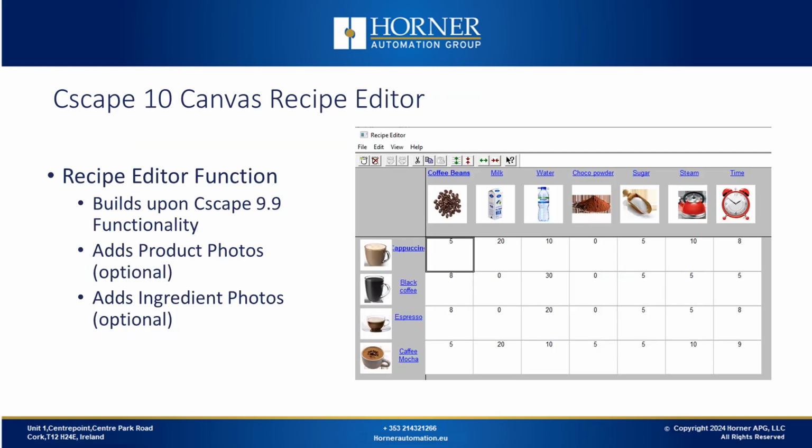Next, we will look at the Canvas-specific enhancements, starting with the recipe editor. This recipe editor looks very similar to what you see for non-Canvas units, except you now have the option to add images for your individual ingredients and for your resulting products in Cscape 10 for Canvas, allowing the operator to see ingredients and products represented by graphics without needing to strictly depend on text.